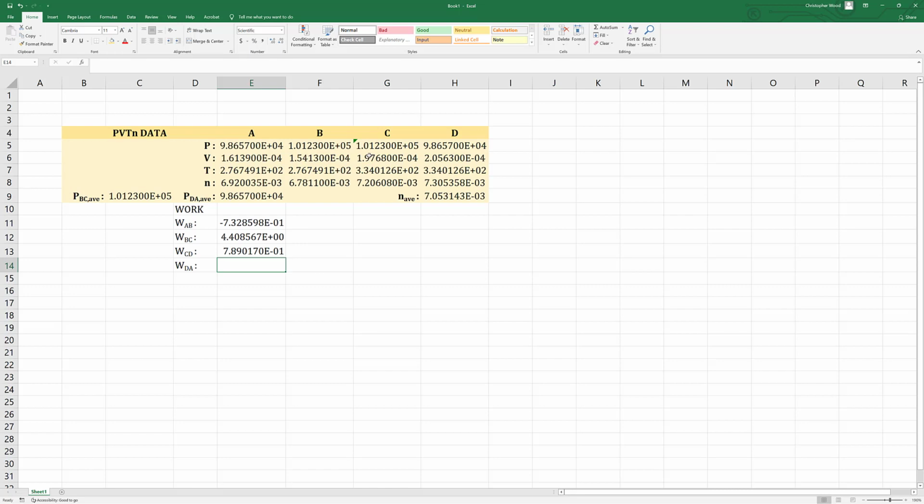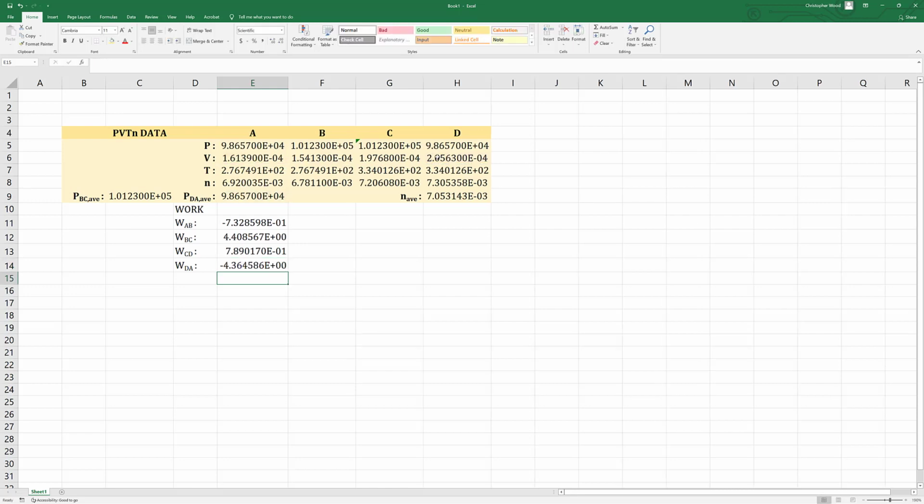The work done from state D to A is isobaric contraction. We know how to do that using physics. Let's do that in Excel. Ready? Equals PDA average. It's basically P delta V. Here's the P. It's PDA average times parenthesis the volume where we ended up, our final volume, which is the volume for A, minus the initial volume for this process, which was the volume at D, close parenthesis, and that number should be precisely negative 4.364586 E plus 00.